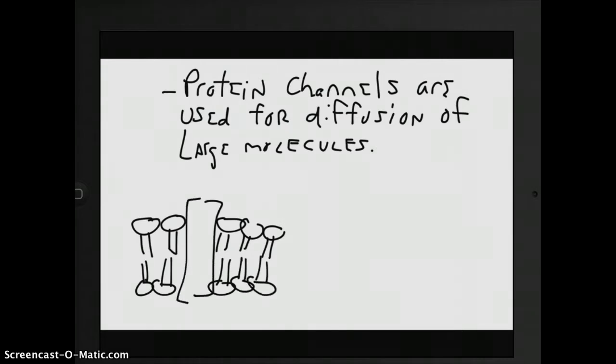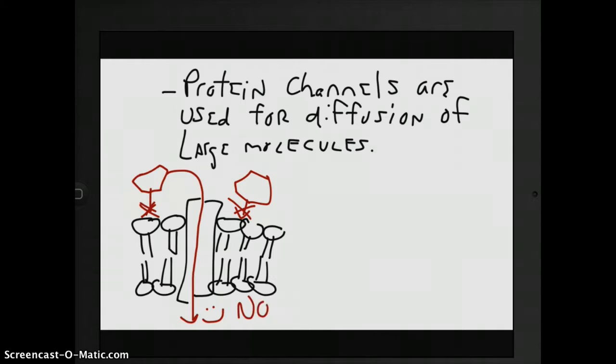This is a phospholipid bilayer. This is a protein channel. Glucose is too big. It cannot fit through the phospholipid bilayer, so it has to move into the cell through a protein channel. It's facilitated. It's still moving from areas of high concentration to low concentration, so it still requires no energy. It just needs a tunnel because it's too big.